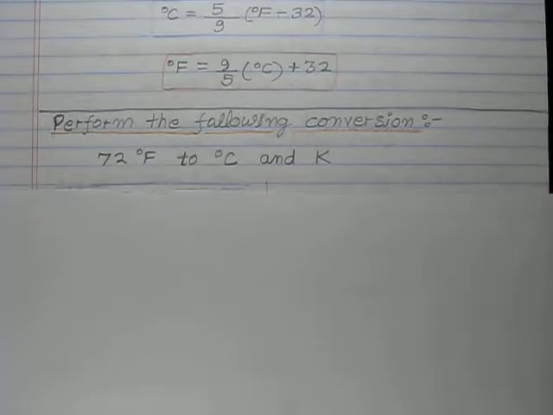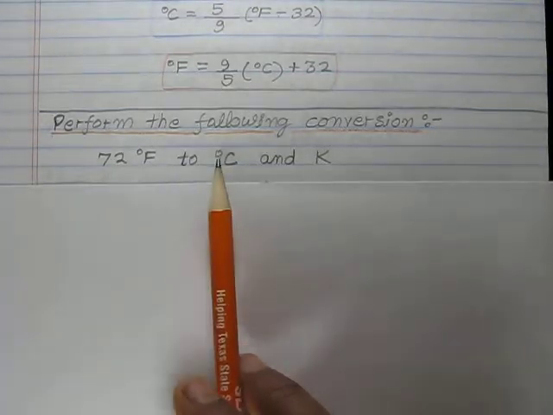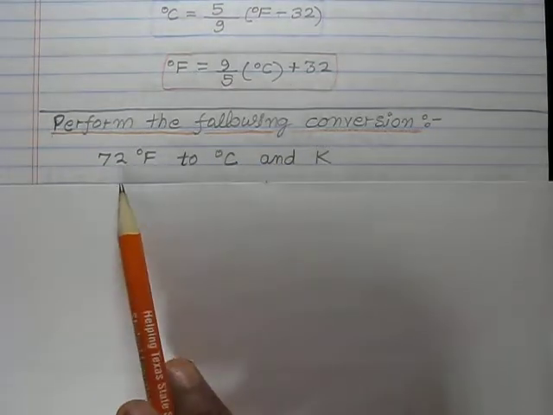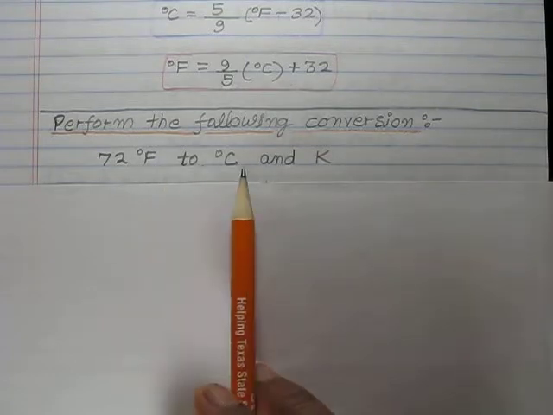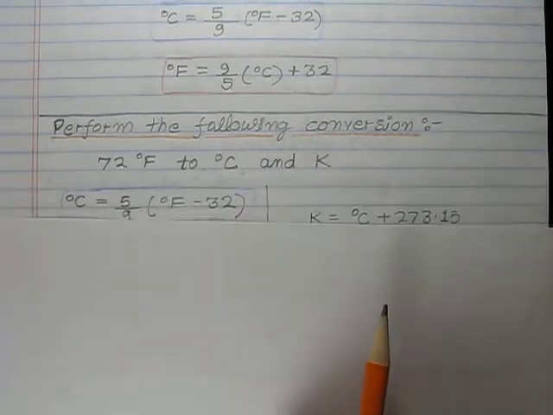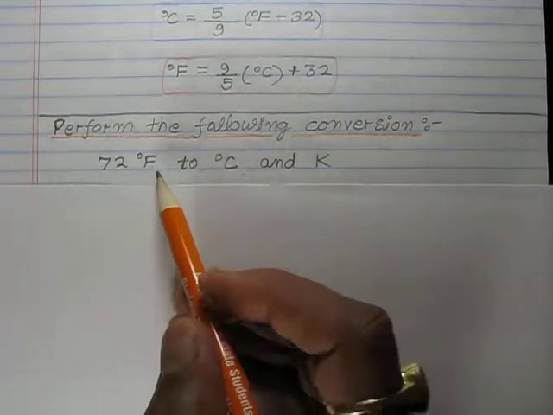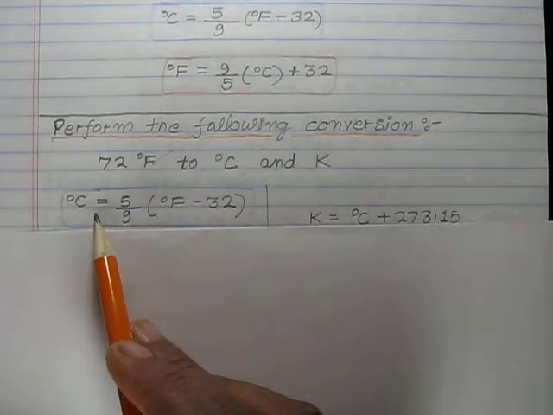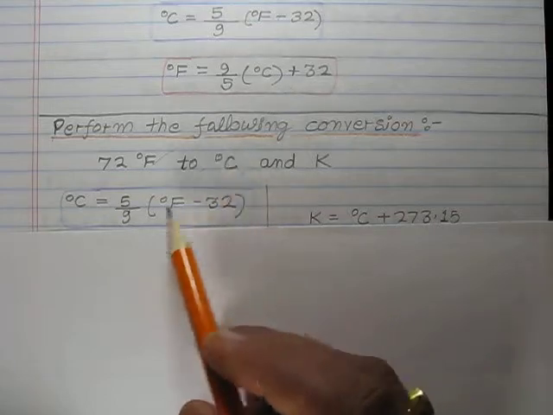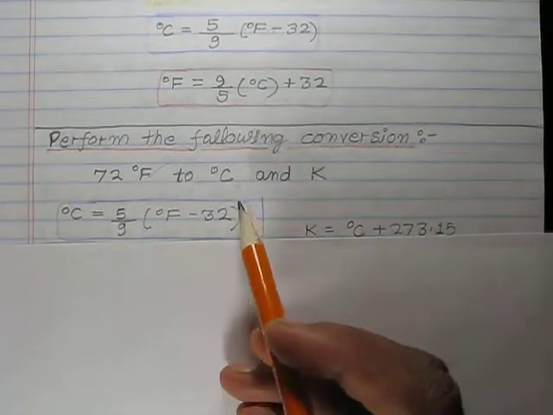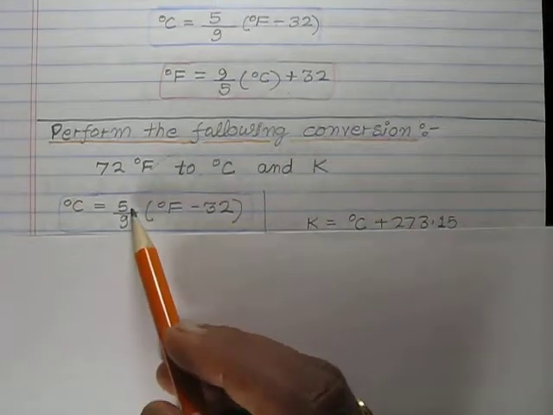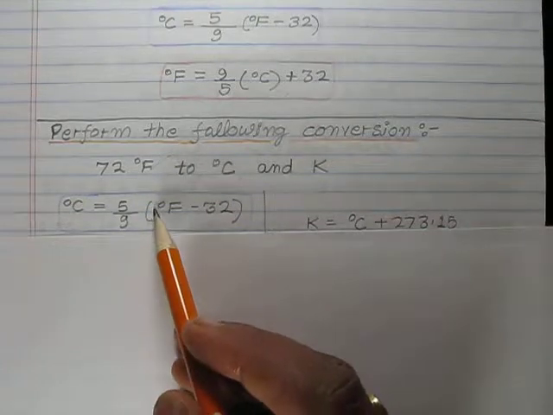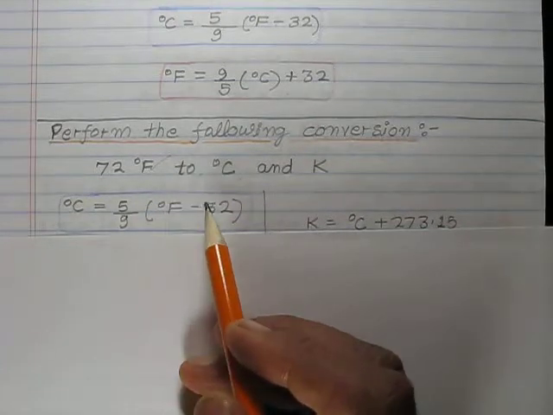So let's take an example. If we have to perform the following conversion, 72 Fahrenheit to degrees Celsius and Kelvin, how will we do it? First we will find degrees Celsius. As per the formula, degrees Celsius is equal to 5 upon 9 multiplied by Fahrenheit temperature minus 32.